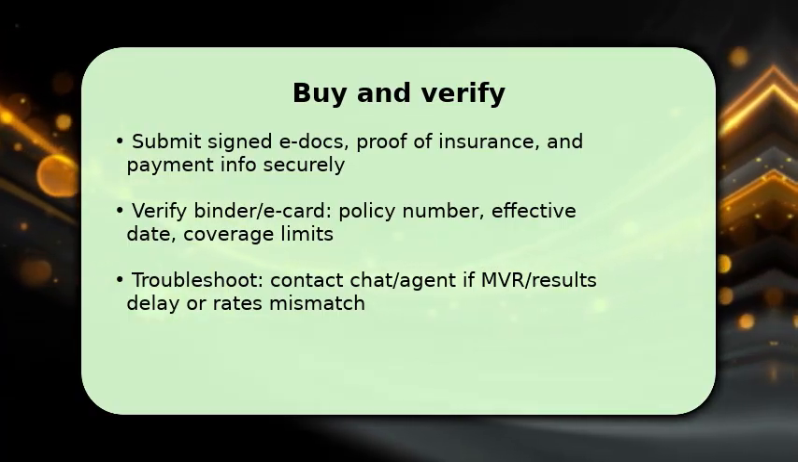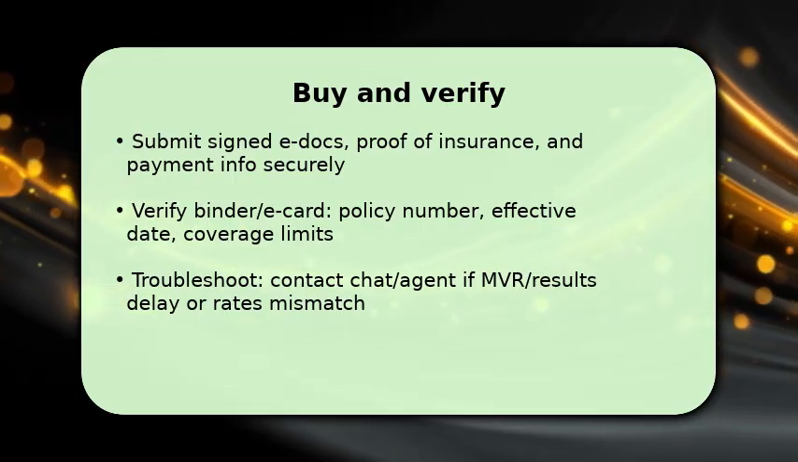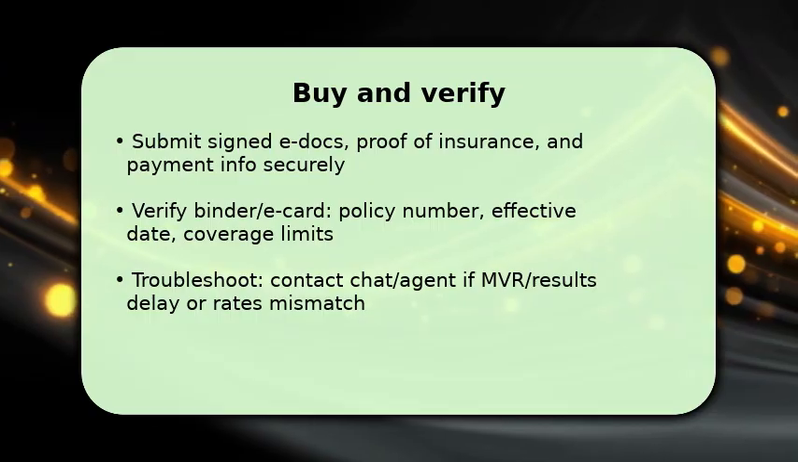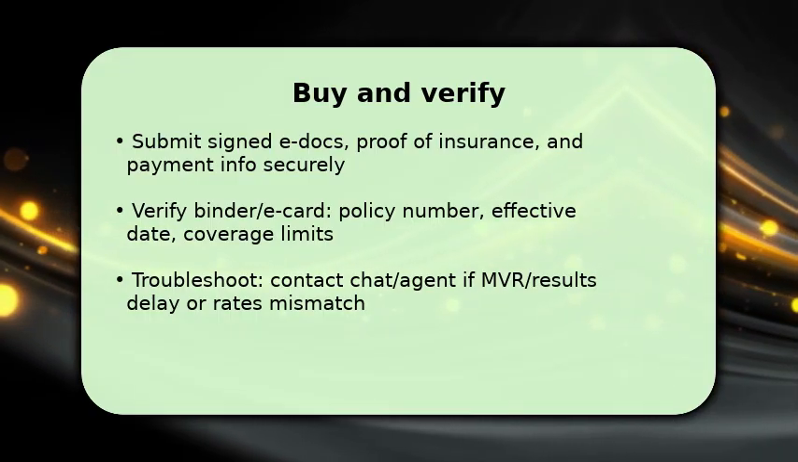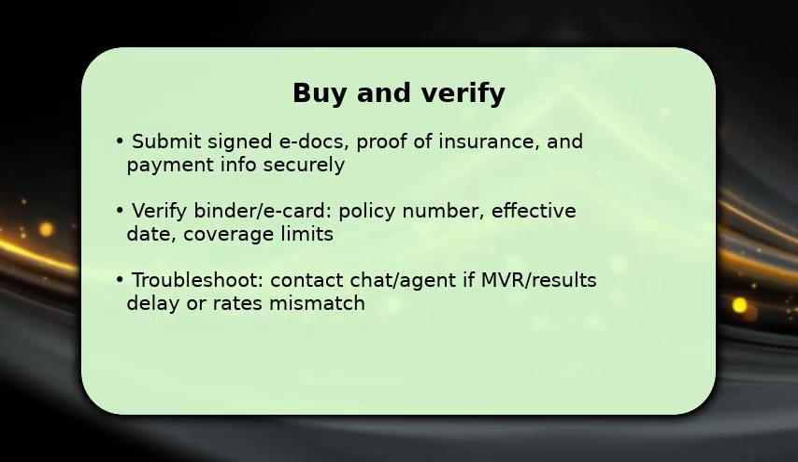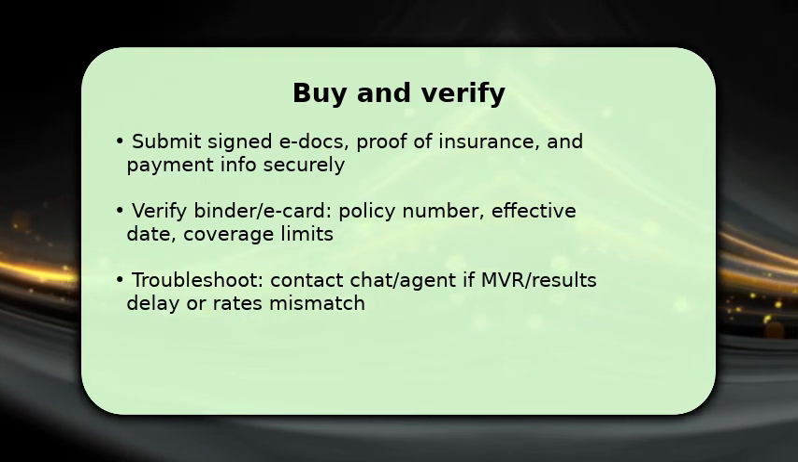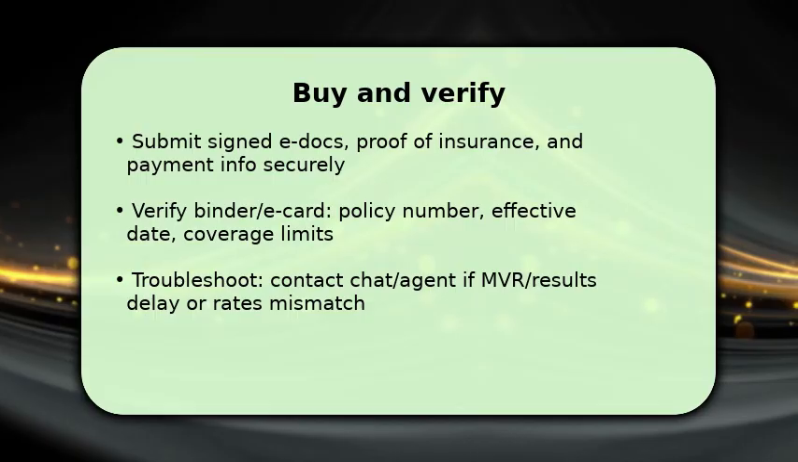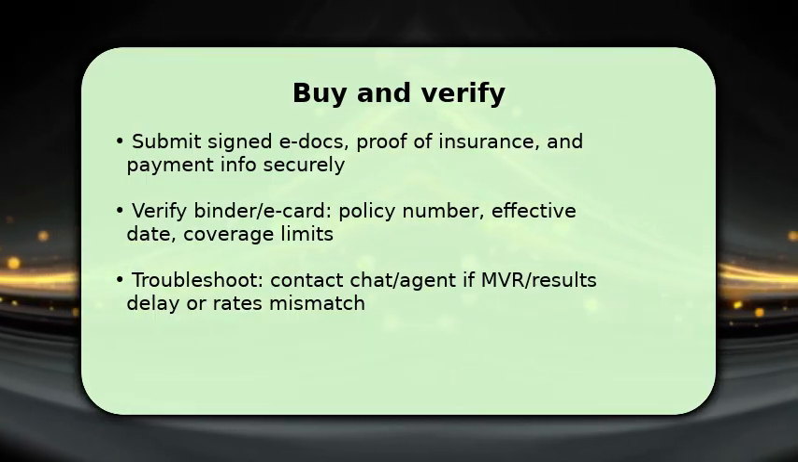Once paid, download the e-policy and binder or e-card and verify the policy number, effective date, named drivers, and coverage limits immediately. If anything is incorrect, contact the insurer's chat or your agent within 24 hours. If the motor vehicle report or prior coverage verification delays issuance, ask for a temporary binder. Troubleshooting tip: save screenshots and reference numbers for faster resolution.